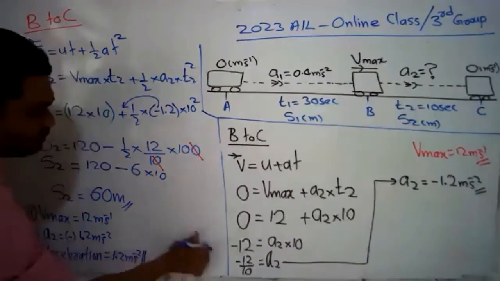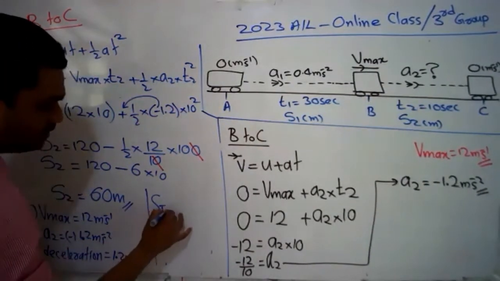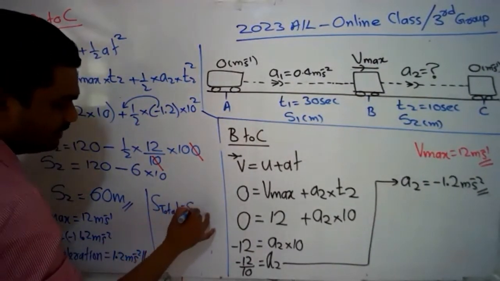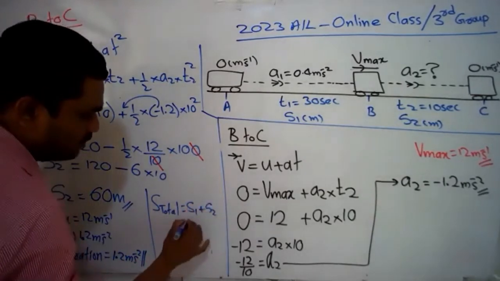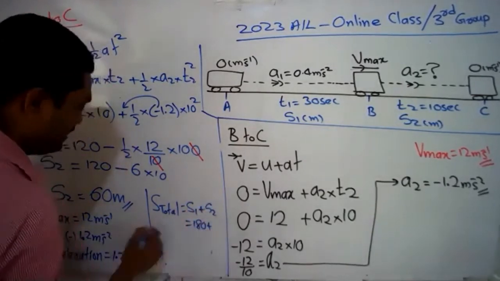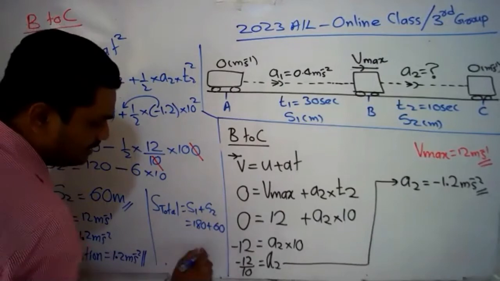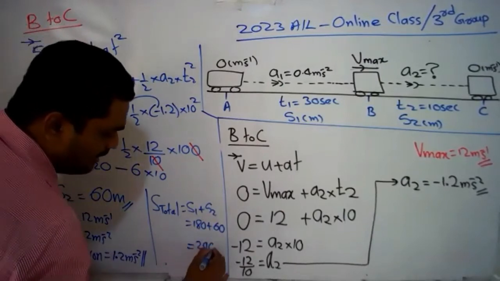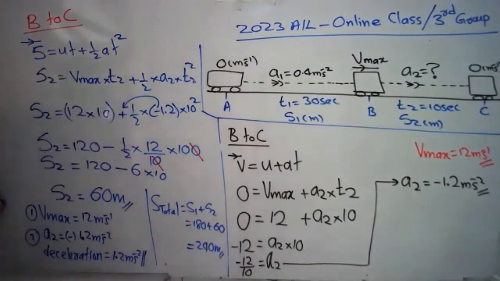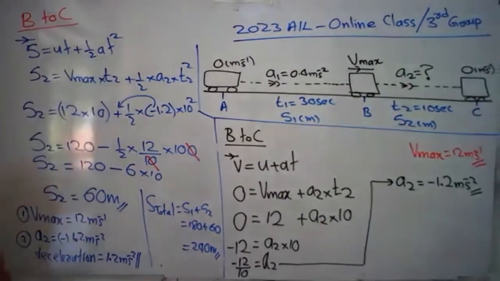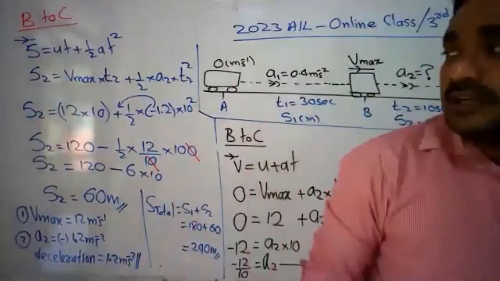So total displacement means summation. They ask us to find total displacement, that is S1 plus S2. S1 is 180, S2 is 60. So therefore, 240 meters is the total displacement. So we have completely solved the example.